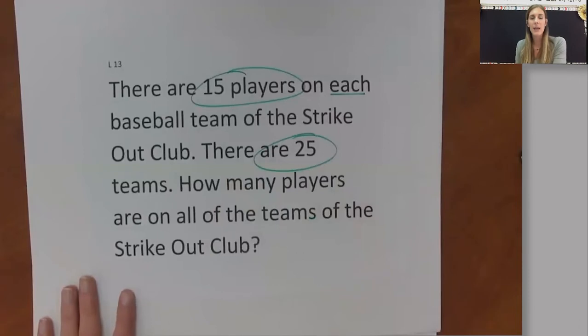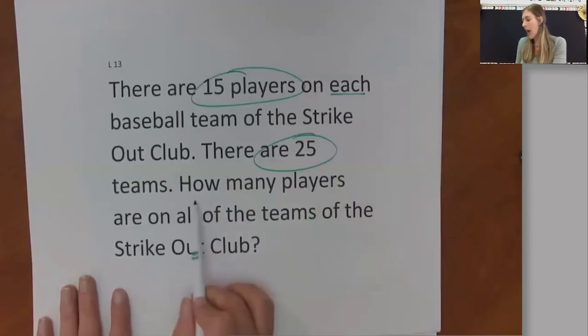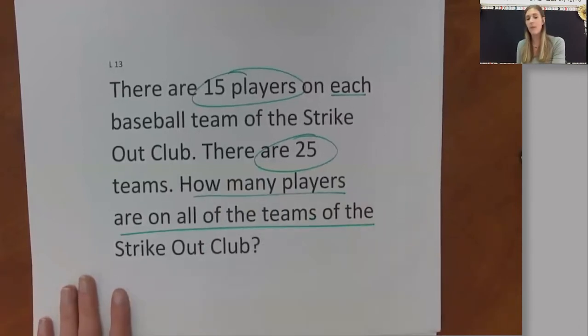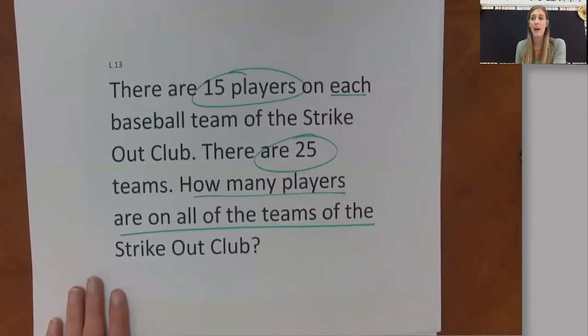So what is it asking us to find out? How many players are on all of the teams, or how many players in all? So we need to find out how many is 15 repeated 25 times, once for each team. What operation do we use for that? Yeah, since multiplication is repeated addition, we can just multiply 15 times 25.